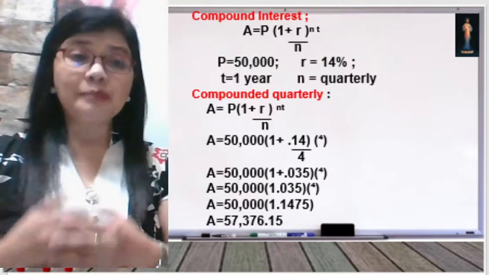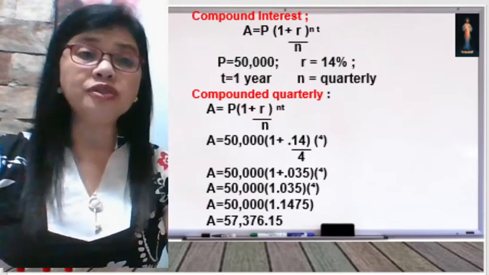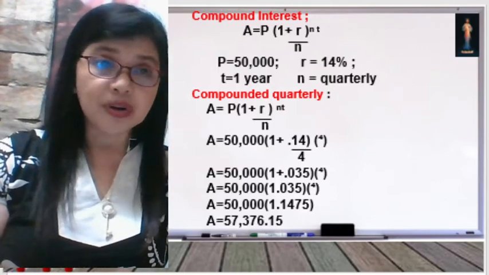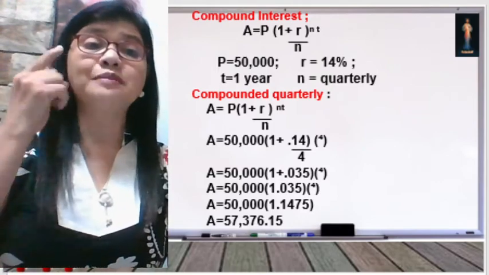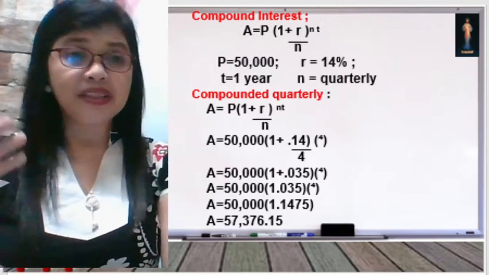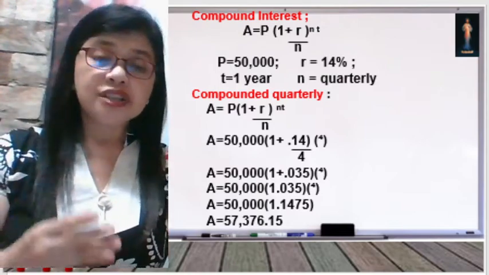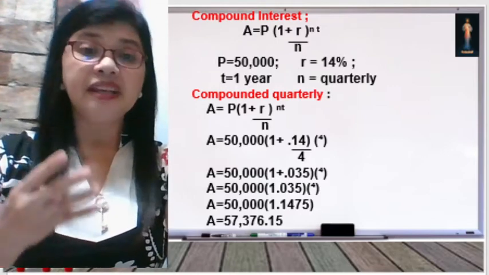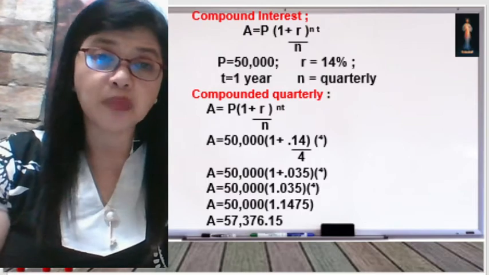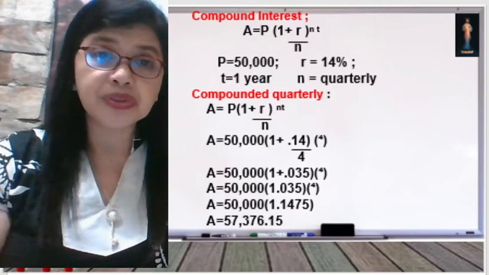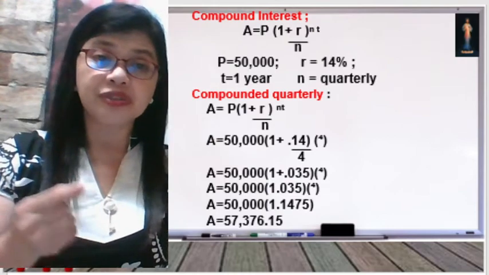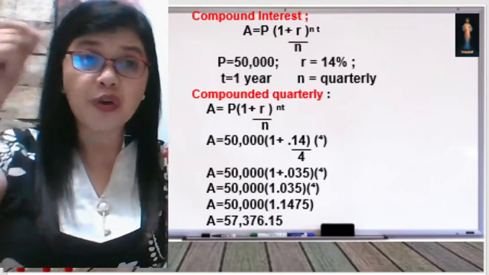Okay, when the problem says it is compounded quarterly, the n becomes what number? Yes, correct. It becomes 4, because you divide 12 by 3, which is equal to 4. So there are 4 quarters in a year. So 0.14 divided by 4 will give you how much? 0.035. So 1 plus 0.035 is 1.035 raised to the fourth power.